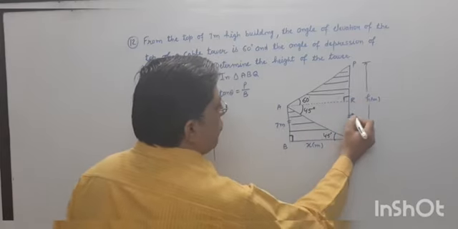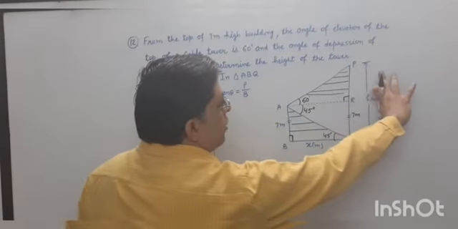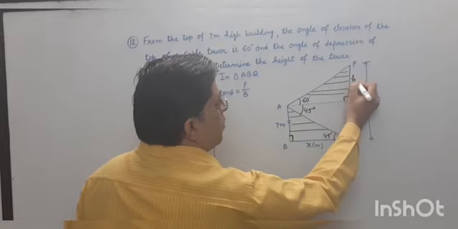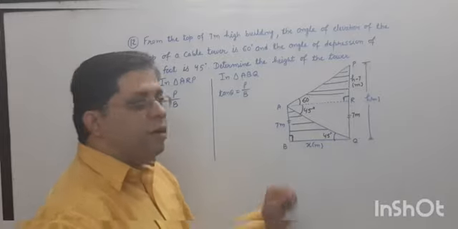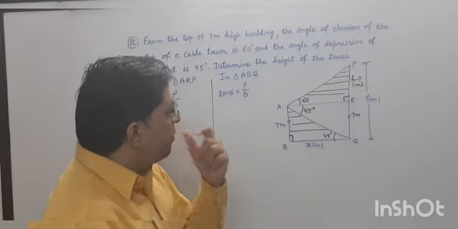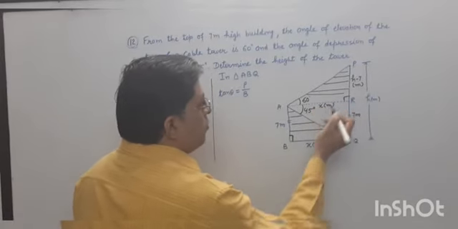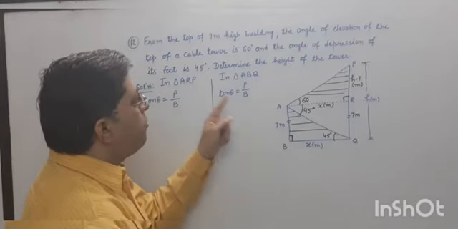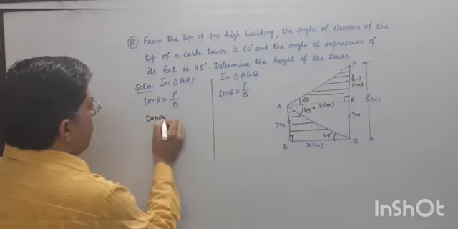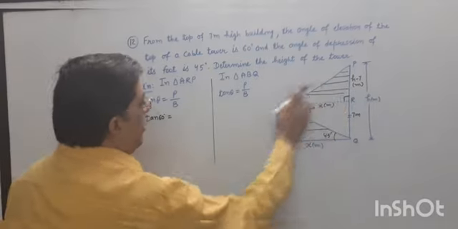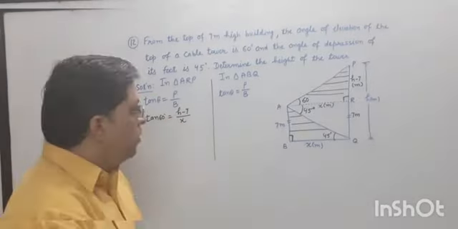Because this is 7 meter, this will be 7 meter. In a rectangle, opposite sides are equal. Total height is h meter, so what will be this? h minus 7 meter. Now take these two triangles and get the things. This is x meter, and this should also be x meter. Now see in triangle ARP, this is tan 60 degree, perpendicular upon base. The perpendicular is h minus 7, and the base is x.